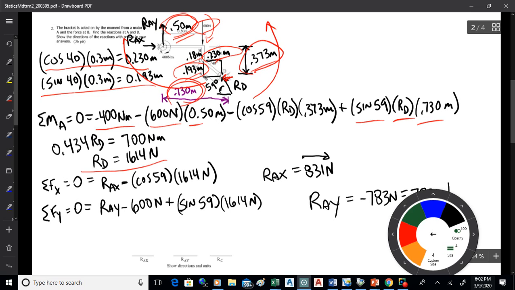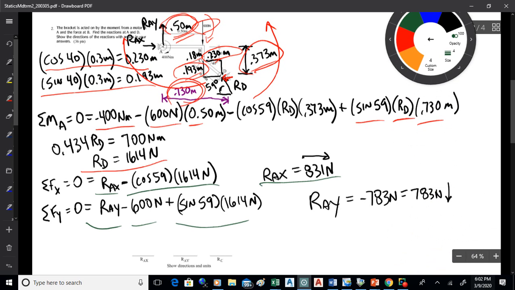Okay, that gets you the ramp force. Sum of Fx equals 0. We'll get you Rex to the right, minus cosine 59 times the ramp force, so Rex is 831. Sum of Fy is 0. We'll get you Ray up, 600 down, plus sine 59, 1614 up. So that'll get you Ray, negative 783, which is 783 down.